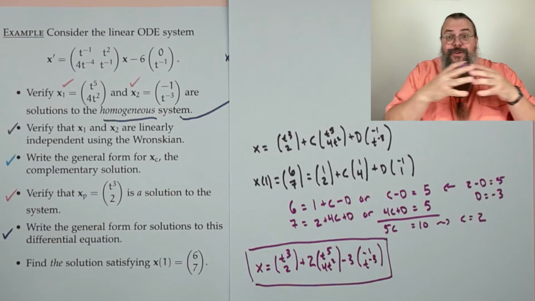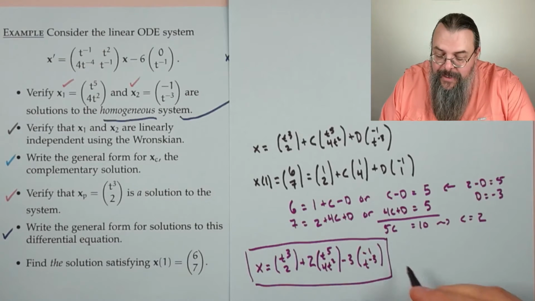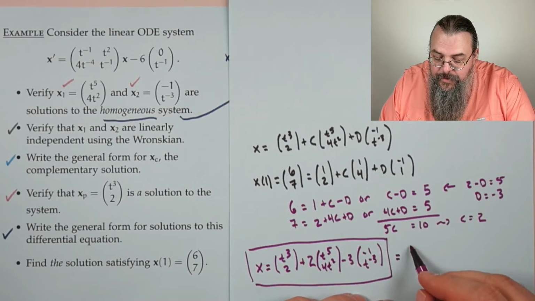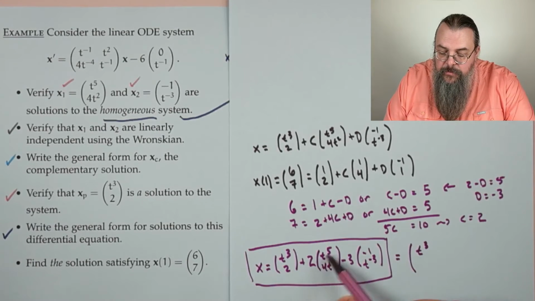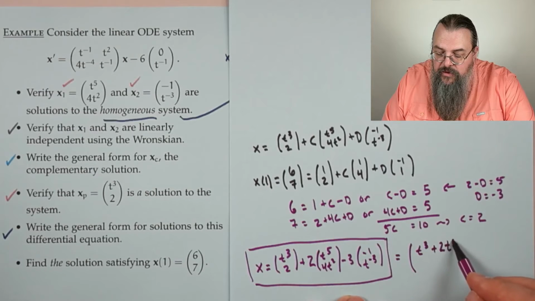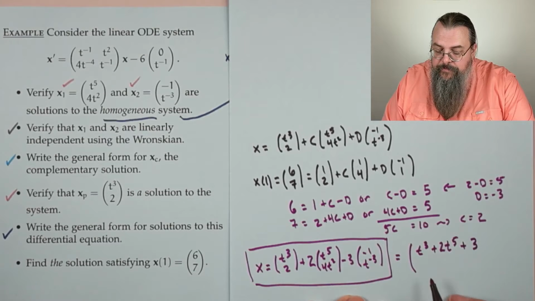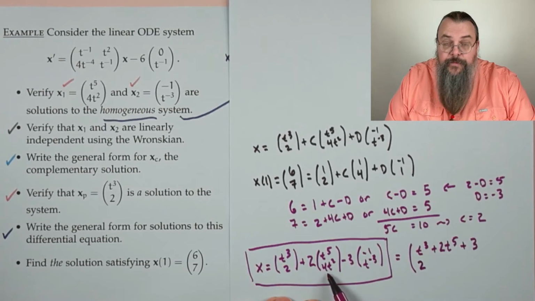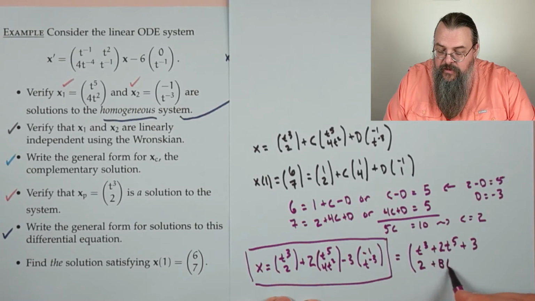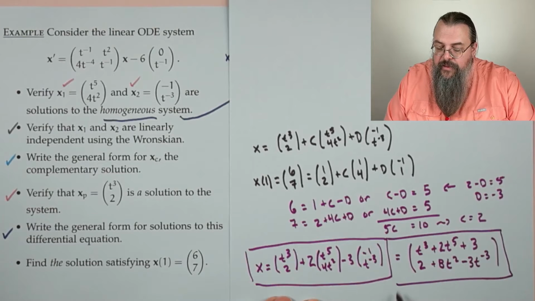The other thing you can do is you can also put them all together into a single vector. And so if we did that, what would we have? Well, we'd have t cubed, and then plus 2t to the 5th, and then minus 3 times minus 1 plus 3. Then the other one, we'd have 2. 2 times 4 makes 8. t squared. And minus 3 t to the minus 3. And so that's the other way to write it.